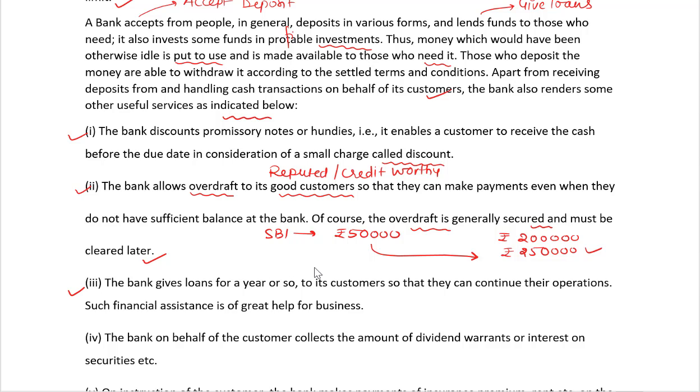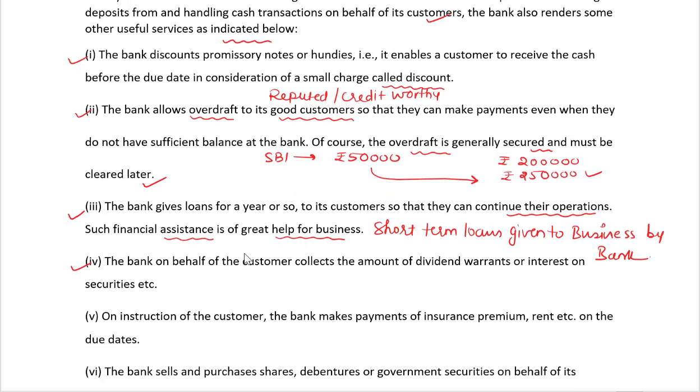Third, a bank gives loans for a year or so to its customers so that they can continue their business operations, and such financial assistance is of great help for the business. So this is known as short-term loans. Short-term loans given to business by the bank. Let us see point number 4.